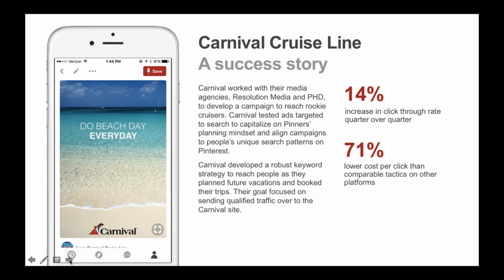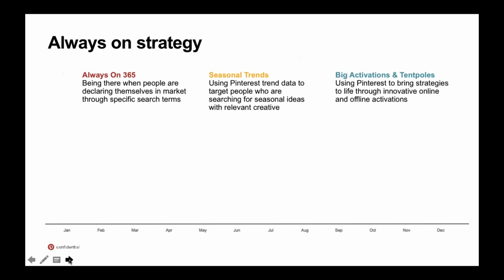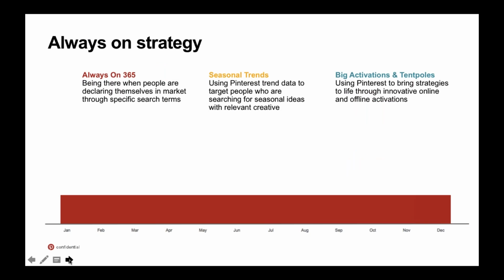So to talk to the strategy of trying to do a longer test, the reason that we really recommend this is because there are 3 different kinds of moments that you can take advantage of on Pinterest. The first one is the 365 strategy. People are searching for everyday items for just inspiration and ideas on a day-to-day basis.